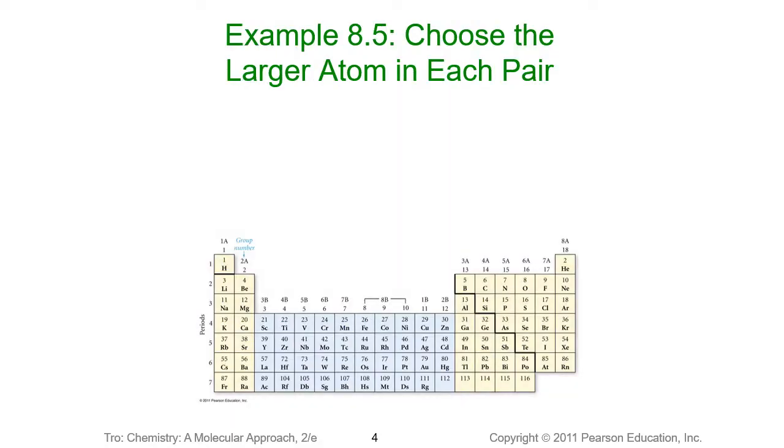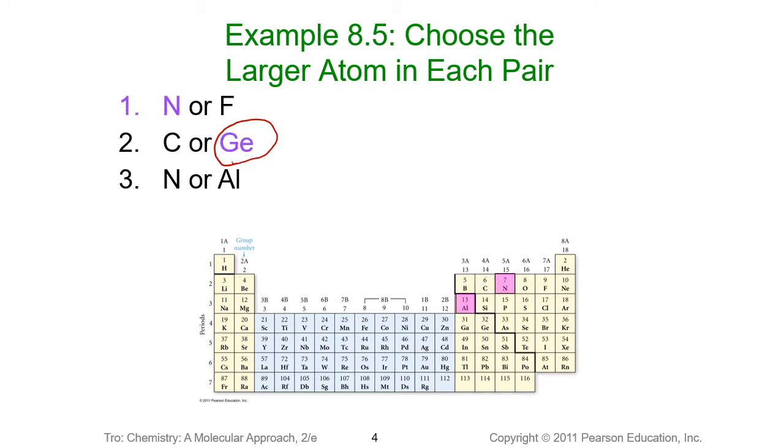Based on our atomic radius trend, which do you think would be the larger atom? If we have nitrogen and fluorine, which would be larger? Well, nitrogen would be larger because it is further to the left. If we look at carbon and germanium, which one would be larger? The germanium would be larger because it is further down the periodic table. If we look at nitrogen and aluminum, which would be larger? The aluminum would be larger because it is further left and down on the periodic table.